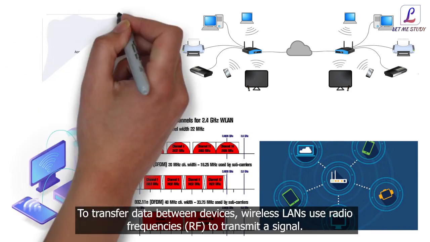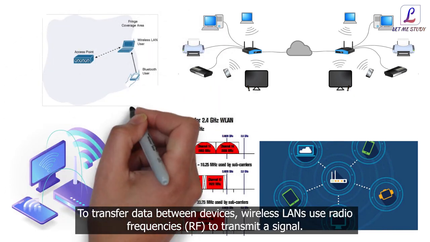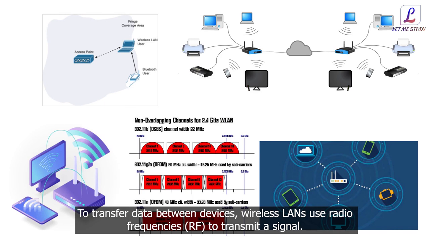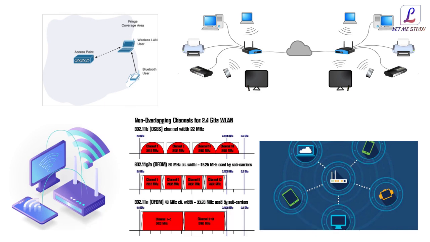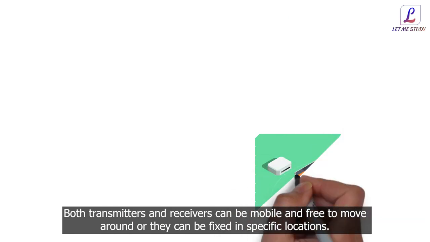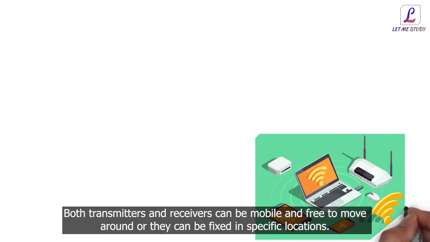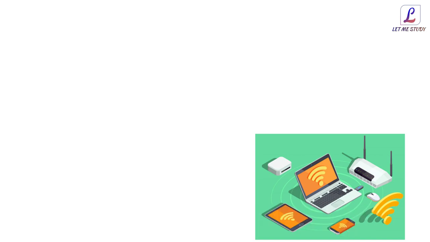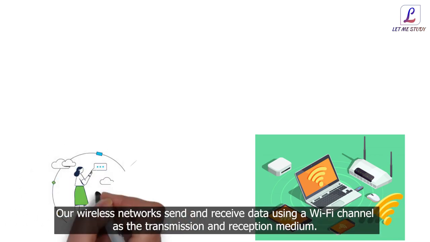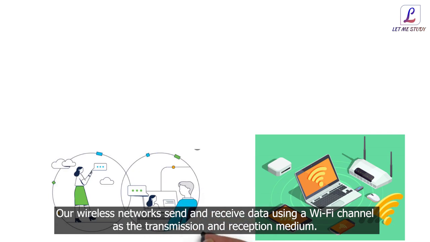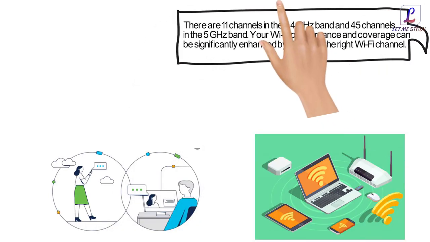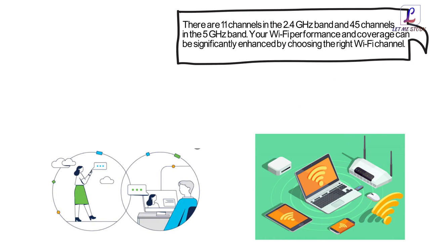To transfer data between devices, wireless LANs use radio frequencies, RF, to transmit a signal. Both transmitters and receivers can be mobile and free to move around, or they can be fixed in specific locations. Our wireless networks send and receive data using a Wi-Fi channel as the transmission and reception medium. There are 11 channels in the 2.4 GHz band and 45 channels in the 5 GHz band.